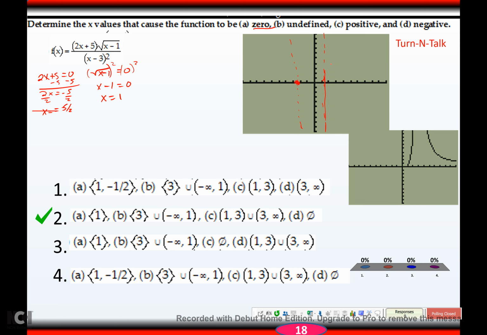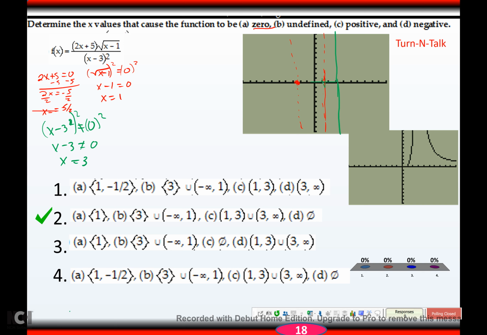Okay, then to get my undefineds, I set my denominator equal to 0. X minus 3 squared cannot equal 0. Square, square, x minus 3 can equal 0, so x cannot equal 3. I'm going to have an asymptote at 3. Yeah? Okay, so one at negative 2.5, one at 1, and one at 3.